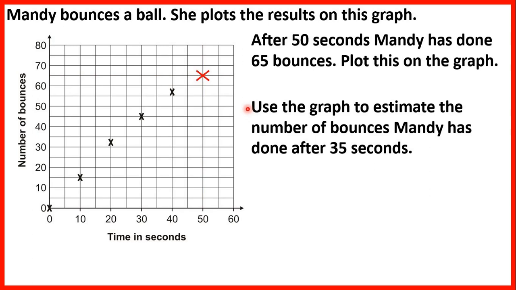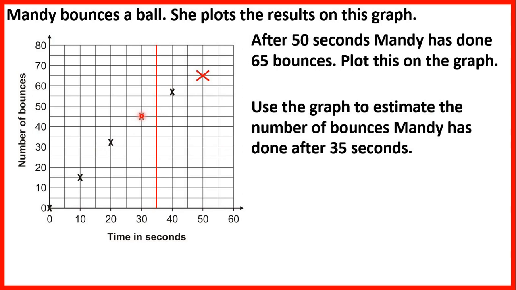Now use the graph to estimate the number of bounces Mandy has done after 35 seconds. So we can find 35 seconds and draw a line straight up. Now we don't have a cross on the line, but we need to estimate where the cross would be.